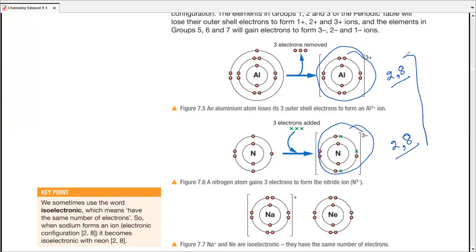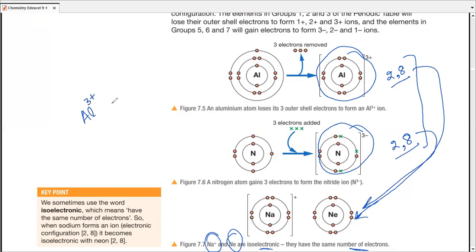And actually, both of these electronic configurations represent what? They represent neon atom. And we have a specific word for that. If some things have the same number of electrons, we call them isoelectronic. So sodium ion, neon, aluminum ion, nitride ion, all four of them are isoelectronic.